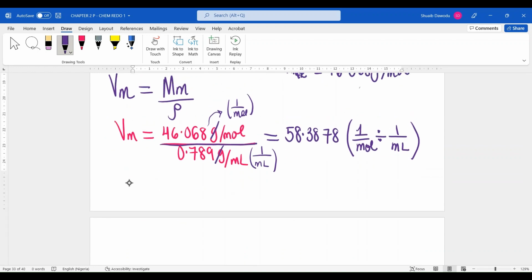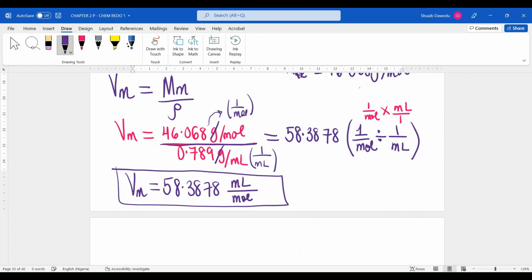So molar volume ends up becoming 58.3878. 1 over mole divided by 1 over milliliter is the same thing as 1 over mole times milliliter divided by 1. So that would be milliliter divided by mole. That is what the molar volume is. Let's also not forget that milliliter is the same thing as times 10 to the power of negative 3 liters, or times 10 to the power of negative 3 dm cube.